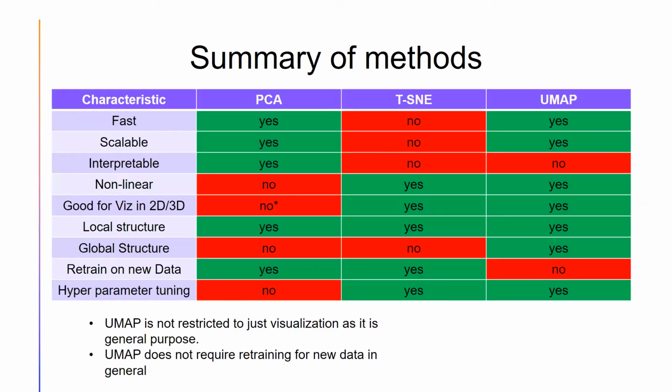A quick comparison of the methods, because like I said, to go into each and every one of them specifically is probably beyond the scope of this talk. But PCA is fast, it's scalable, it's interpretable. You know what each dimension is telling.